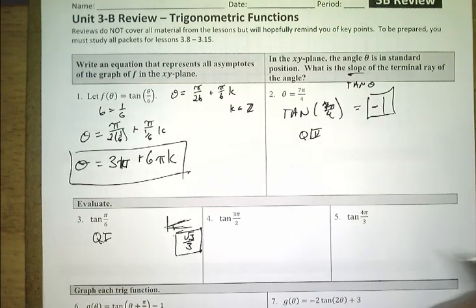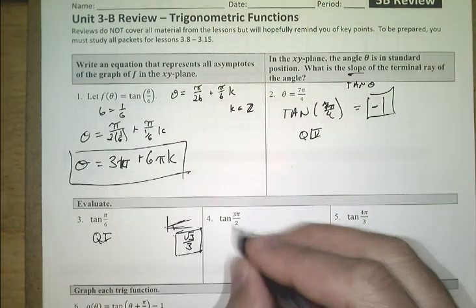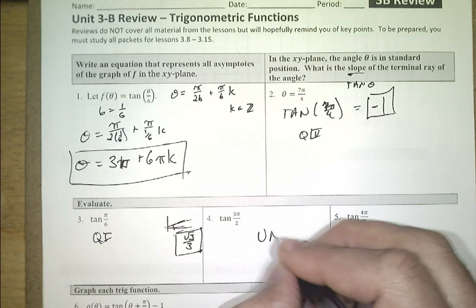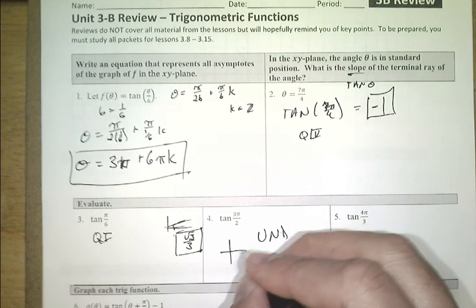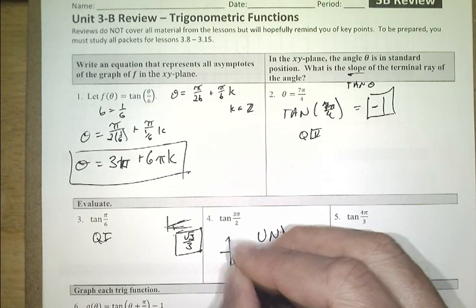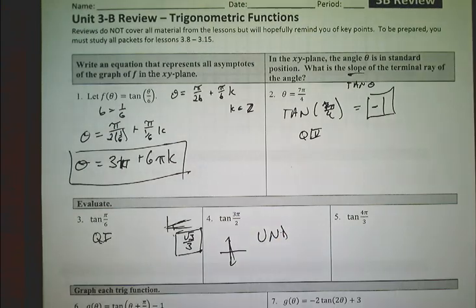Tangent of 3 pi over 2. All the over 2's for tangent are undefined. That is the one on the y-axis, and the slope of a vertical line is undefined.